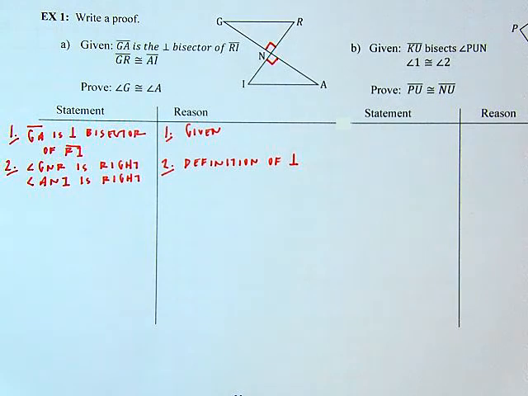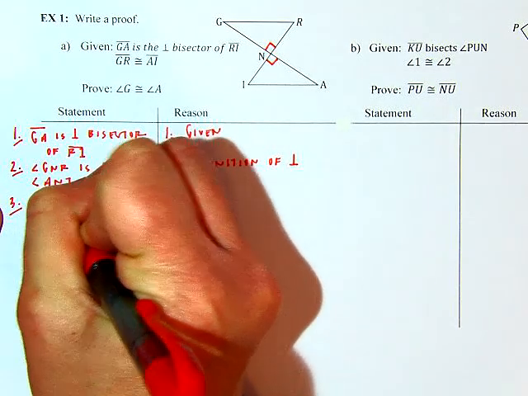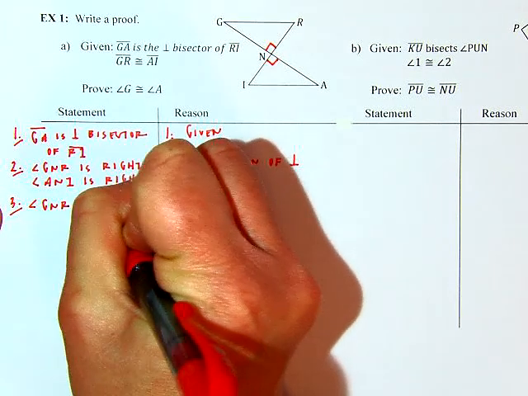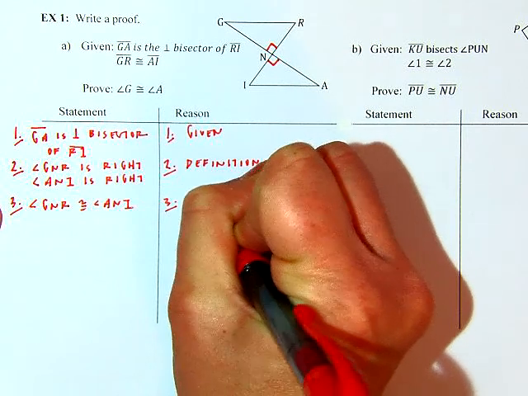Now, I don't know if my proof is going to build towards using HL for the triangles being congruent, or if I'm just trying to prove side angle side. So what I need to do right now is tether those angles together. Since I've told you that they're both right, I can say right angles are congruent. I could also argue that vertical angles are congruent. So I have two places I could go here. I'm going to say that angle GNR is congruent to ANI because of the definition of right angle.